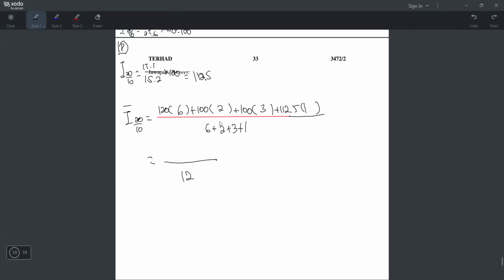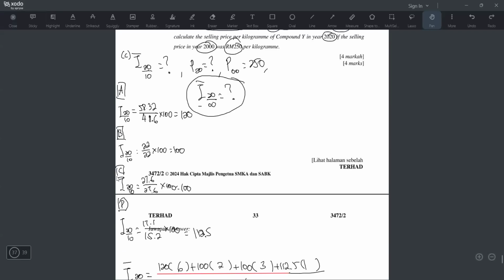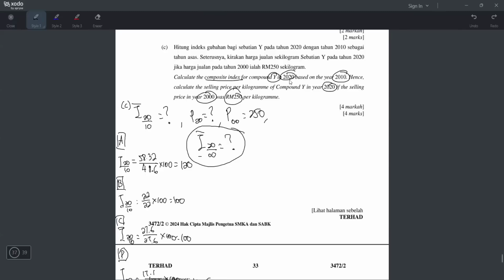And then atas jumlahkan. Okay, let me press: 120 times 6 plus 200 plus 300 plus 112.5. Okay, 1332.5. That's what my calculator gives me. And then divide 12. 111.04. Okay, so this is the composite index for 2020 based on 2010. The soalan asked me to find composite index for 2020 based on 2010, and sudah siap.